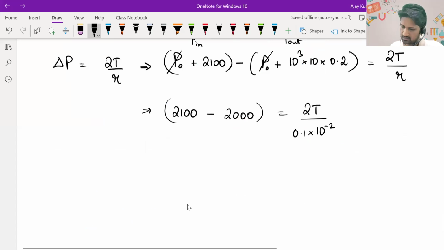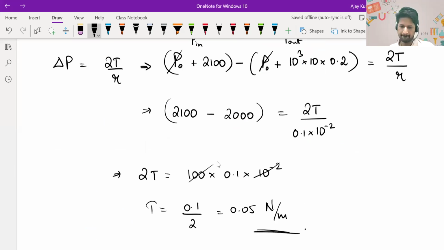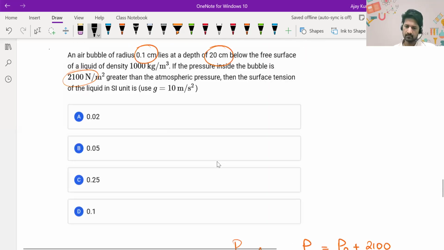They have asked the answer in SI units. Therefore, 2T becomes 100 into 0.1 into 10 power minus 2. These two cancel 0.1. Therefore, surface tension becomes 0.1 divided by 2, that is 0.05 Newton per meter. Good. This question was given in JEE Mains this year, the exam that happened a few days back.